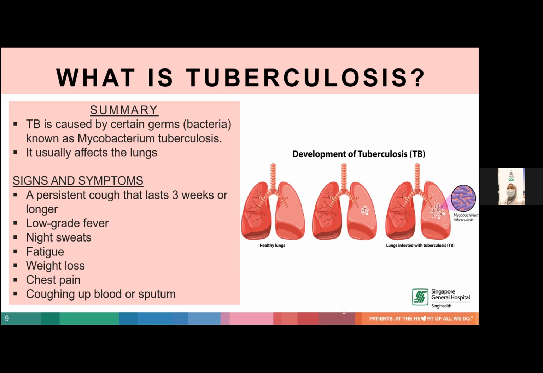So, symptoms of TB. TB disease depends on the area affected. Some of the symptoms of TB include a persistent cough which lasts 3 weeks or longer, low-grade fever, which is a temperature below 38 degrees, night sweats, fatigue, weight loss, chest pain, and coughing out blood or sputum.